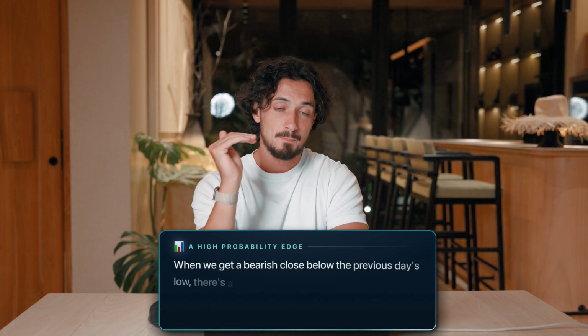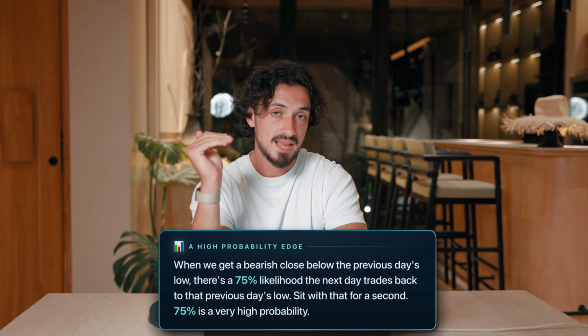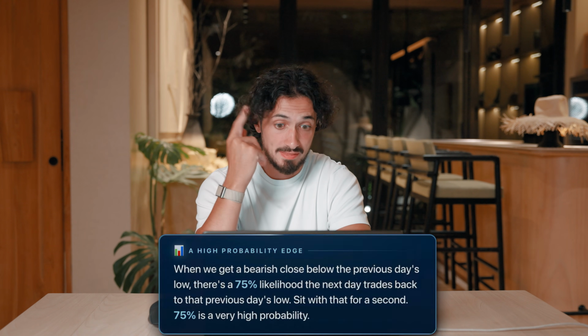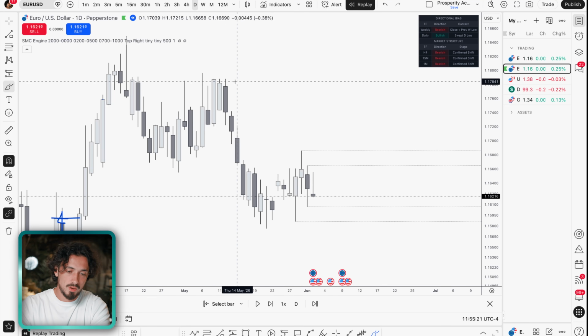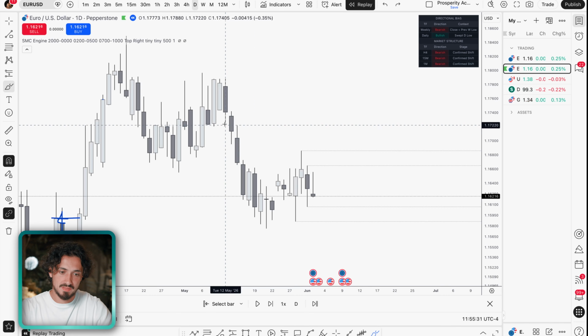If we get a bearish close below the previous day's low, there's a 75% likelihood that the next day will trade to the previous day's low. Just think about that for a second. That's 75% likelihood. So it's a very high probability. And think about it. When you're in a bearish market, there has to be a logical target that you can aim for. Otherwise, you're just hoping that price continues going lower. And what better than the previous day's low?